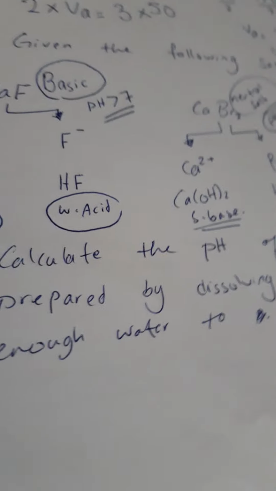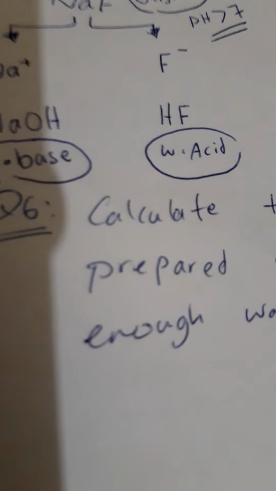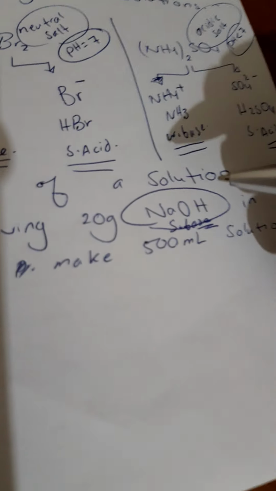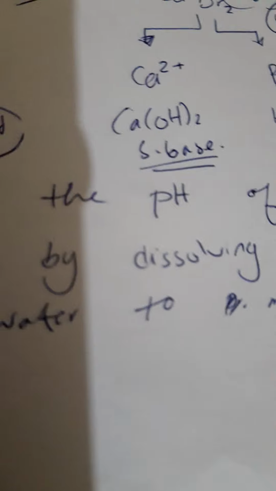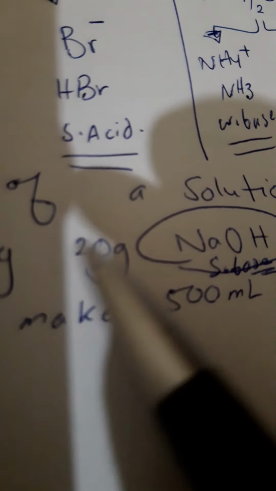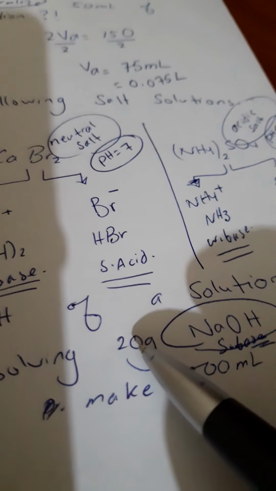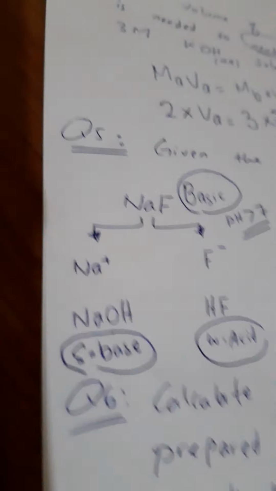Here I wanted to bring this question to review how to find the concentration of a base. Be careful, guys: first of all, the most important part is that this one is a strong base. So we need to find the concentration of a strong base. And we have a mass of 20 grams. So first of all, we need to change the mass into moles.